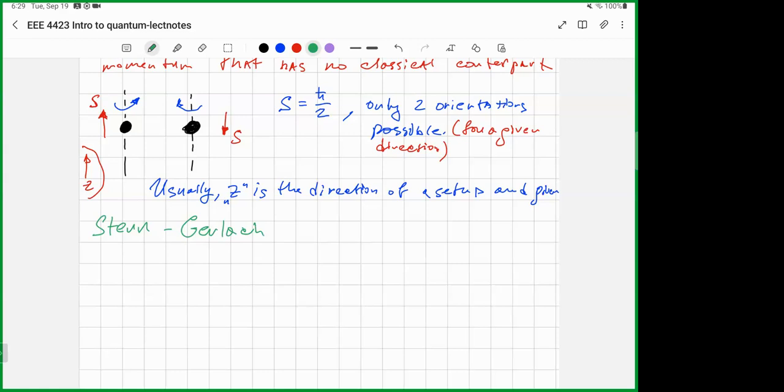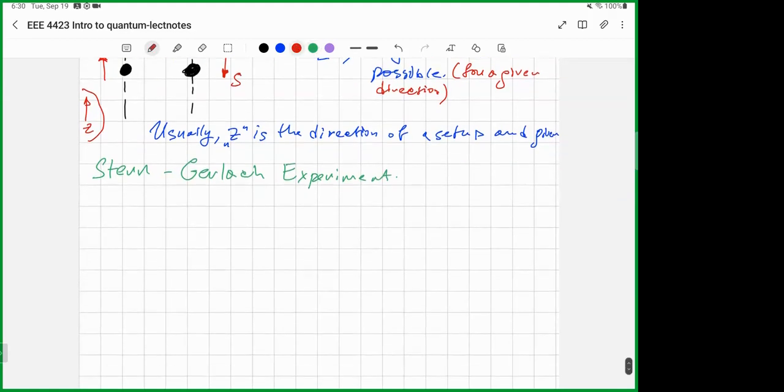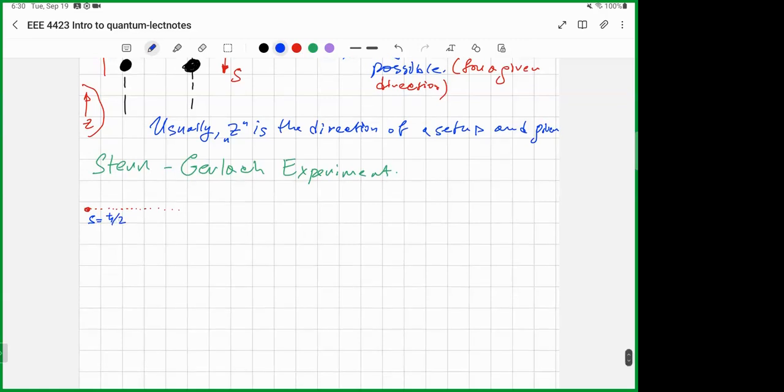Germany's names. Gerlach experiment. Stern-Gerlach experiment. So what they did, they took a source of the particles, and the source emits particles with the spin 1/2. So the spin of each of these particles is h bar over 2. So these are particles with spin 1/2.